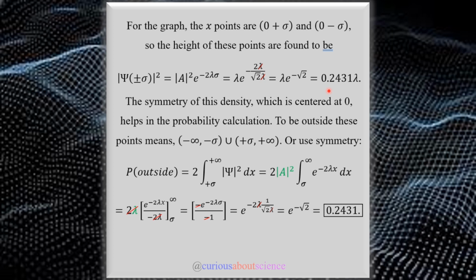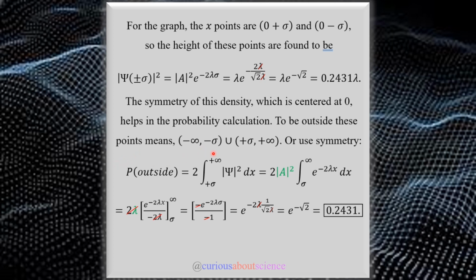And because this is an even wave function, an even distribution rather, there is a symmetry here. And the symmetry of this density, which is centered at 0, helps in a probability calculation. We would have to find the probability by measuring two integrals, one on either side of sigma, or we could just find one of them, one area, and double it. And that's what we do here. This is what I mean by use symmetry.